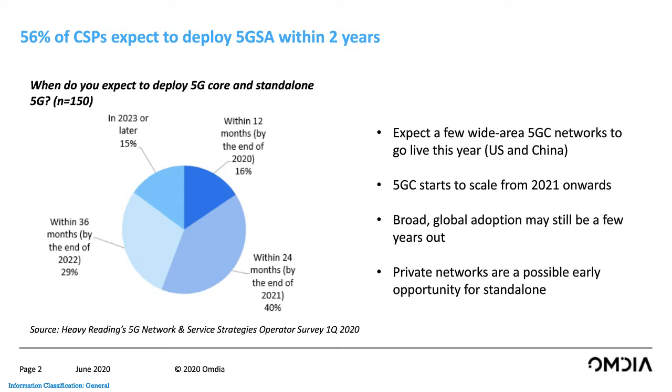We see scale in this market to start ramping up from 2021, which is in less than 6 months' time, and obviously a much broader and deeper deployment is going to take quite some time for the entire industry to mature into it. Now, an important aspect of SA, or an immediate application of it, is private network, and this is probably some of the areas where we see it being deployed first.